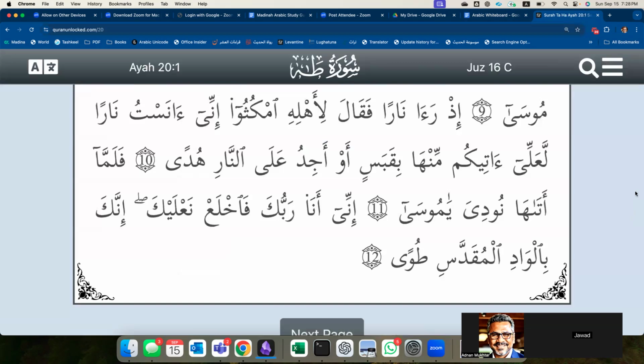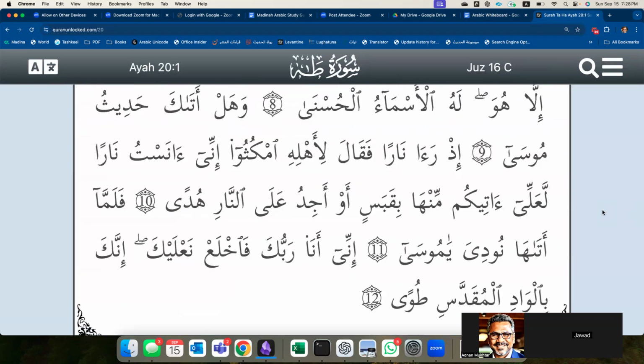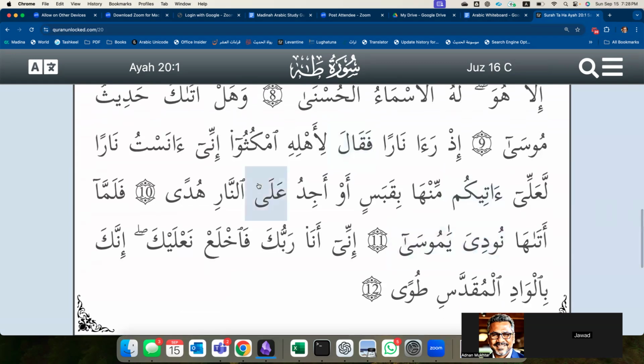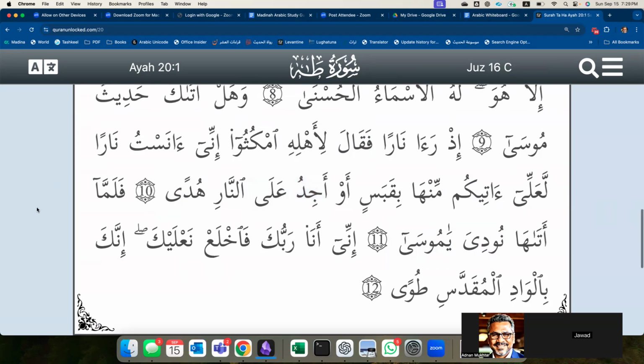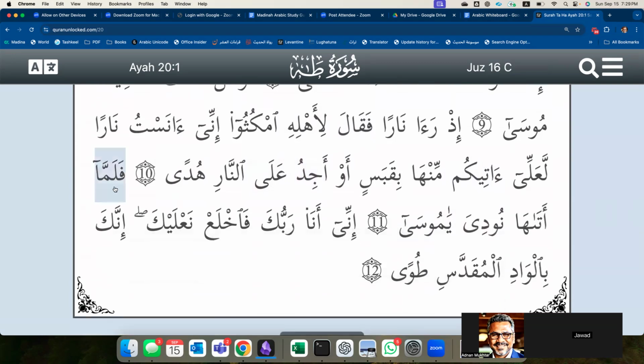So in Surah Taha, right at the bottom of the page, Allah subhanahu wa ta'ala is telling Rasulullah sallallahu alaihi wasallam the story. وَهَلْ أَتَاكَ حَدِيثُ مُوسَى, and has the story of Moses come to you? And so on and so forth.